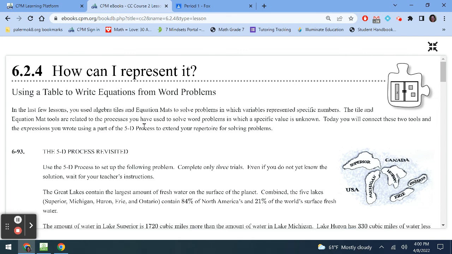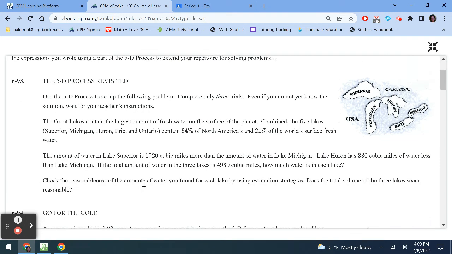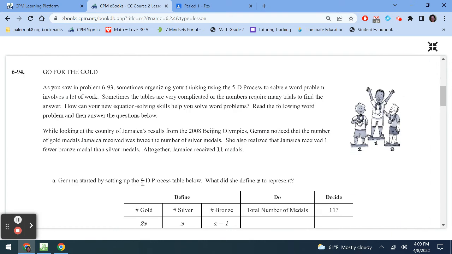And like I said in other videos, I'm not a big fan of guess and check. I think it's really time consuming and honestly more work than actually doing the method that I'm going to show you once you have it down. So we're going to be writing equations and solving them from a word problem. So we're not doing the lake problem. We are doing this problem right here, 6-94, go for the gold.